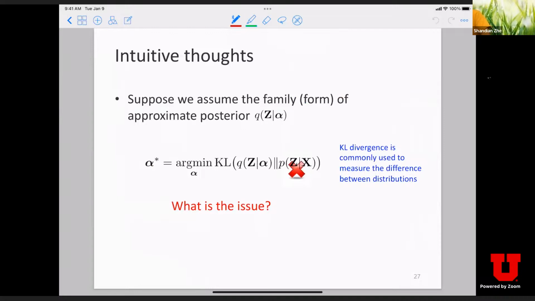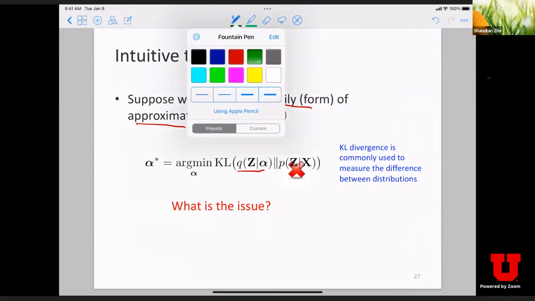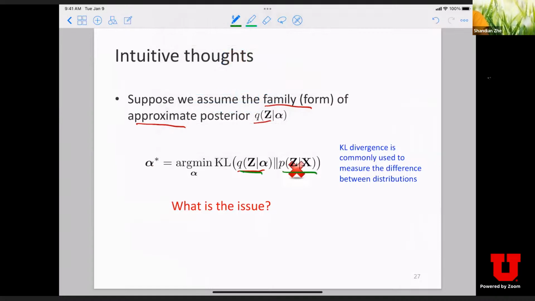Suppose we designate a family of approximate distributions to approximate the posterior. If you want to find out which particular member of this family best approximates the true posterior, this can be turned into an optimization problem. I want to minimize the KL divergence between your approximation and the true posterior. Suppose this approximation is parameterized by alpha. That means I just minimize this KL divergence with respect to alpha. I find the best alpha that makes this KL divergence the smallest. Then I believe the corresponding approximation will be the best.